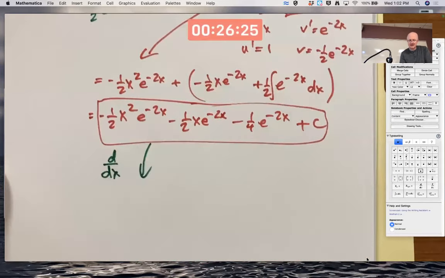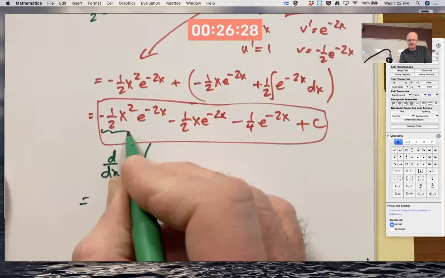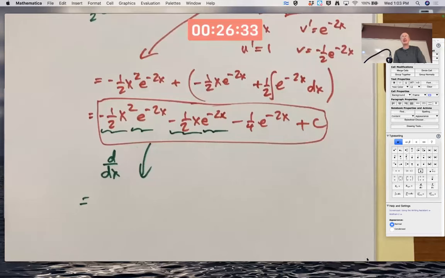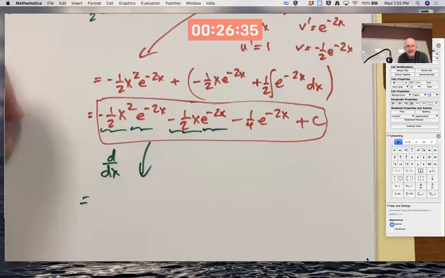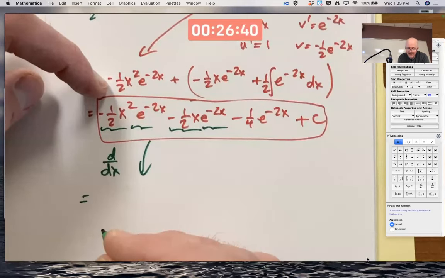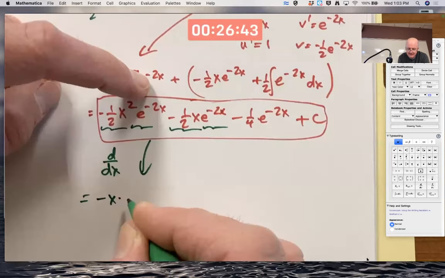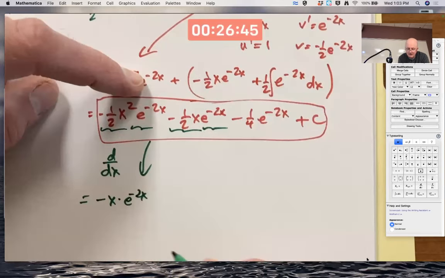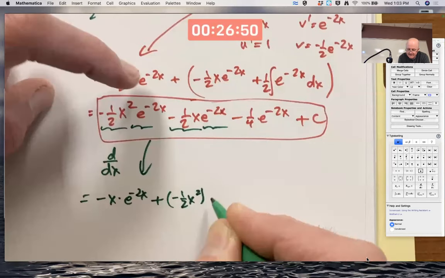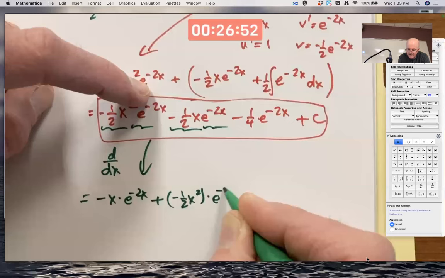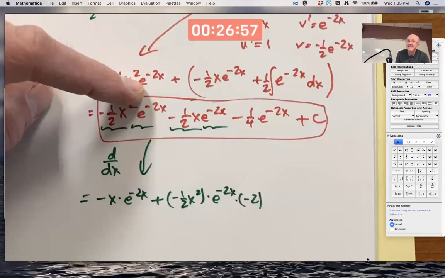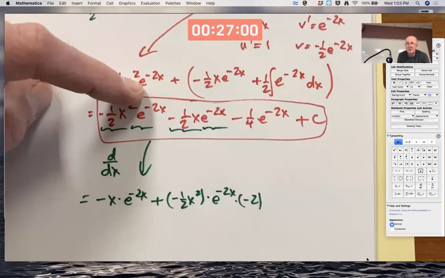Take the derivative with respect to x. Use the product rule, first function, second function in each case. Be really careful about negative signs here. This is tricky. If I differentiate the first function here, negative 1/2 x, I'll get negative x times the second function, plus the first function, negative 1/2 x squared, times the derivative of the second, which by the chain rule gives me e to the negative 2x times negative 2. Oh boy, so easy to make a mistake here. Got to be really careful.